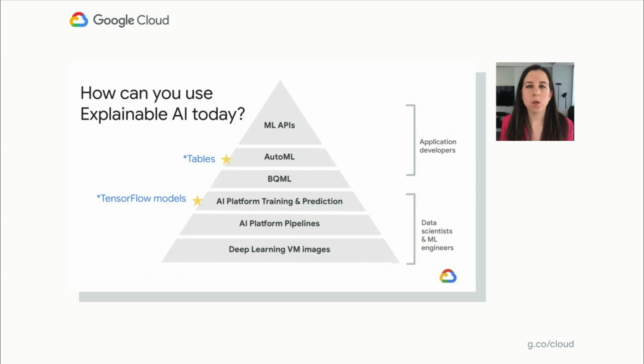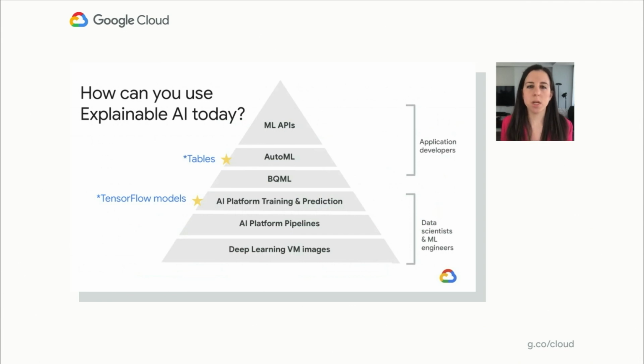This pyramid provides an overview of the different machine learning offerings that we have on Google Cloud, organized by levels of abstraction. So the products that are on the bottom half of the pyramid are targeted more towards data scientists and machine learning engineers, folks that have more of a background in machine learning. As we move towards the top, these products are targeted towards data analysts, application developers, folks that want a way to integrate machine learning into their application, but may not have as much ML experience.